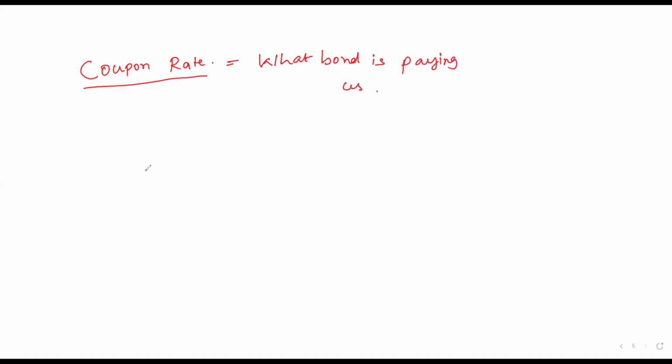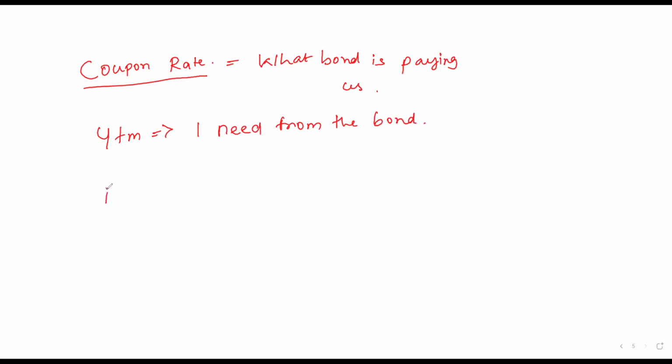Now, coupon rate, guys. Coupon rate is what the bond is paying us. Correct? YTM is what I need from the bond.